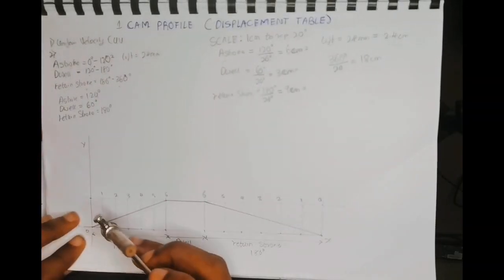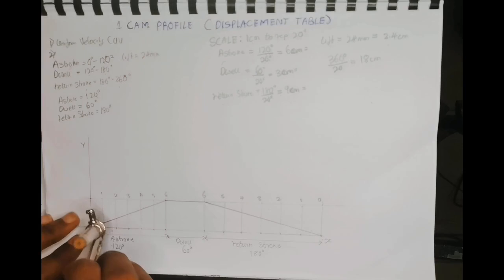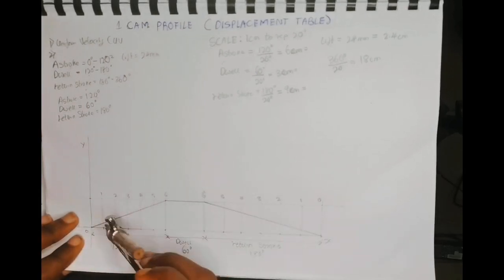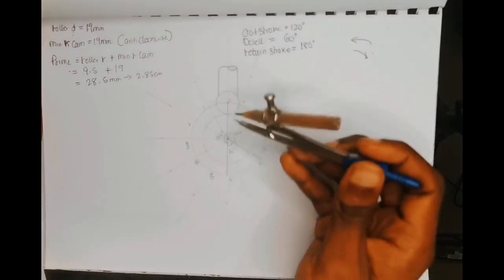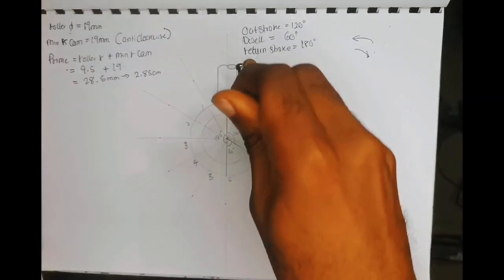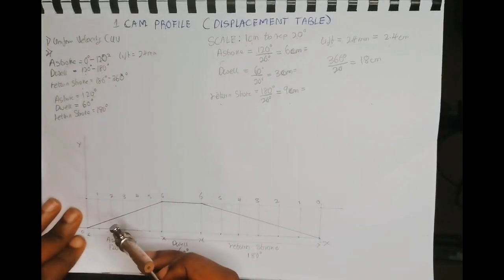So from 1, you measure from the x-axis, pin at 1 and extend to this point here. From the stroke, extend to it. Now come back to your 1. From the prime circle, cut this stroke here. Let's go to the next.